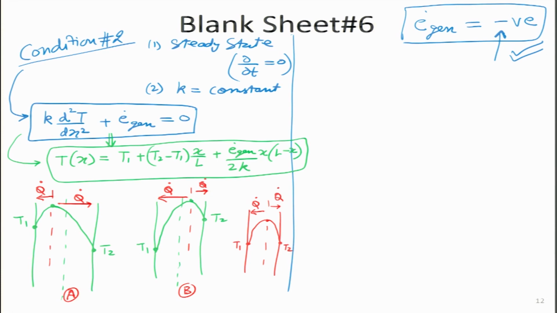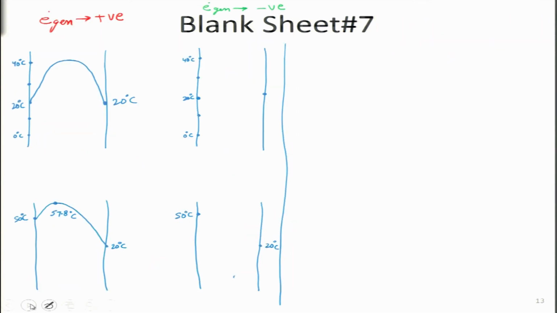So, let us see what happens when E dot gen is negative. In this case, what we would expect is that some sort of cooling should take place inside the wall. Let us go to the next slide. Over here I have tried to draw some temperature profiles. On the left hand side, what we have shown in red color over here.